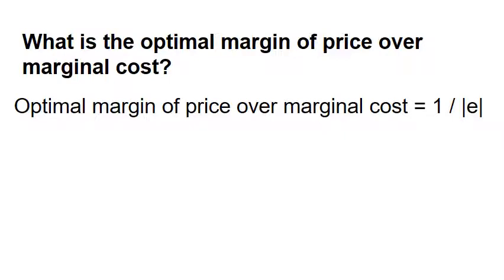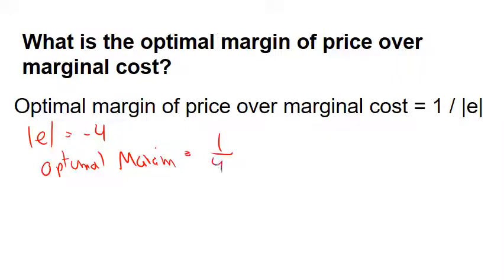The optimal margin of price over marginal cost is simply the reciprocal of the absolute value of the price elasticity of demand. For example, suppose the absolute value is 4. That means the optimal margin would equal 1 over 4, which is 25%.